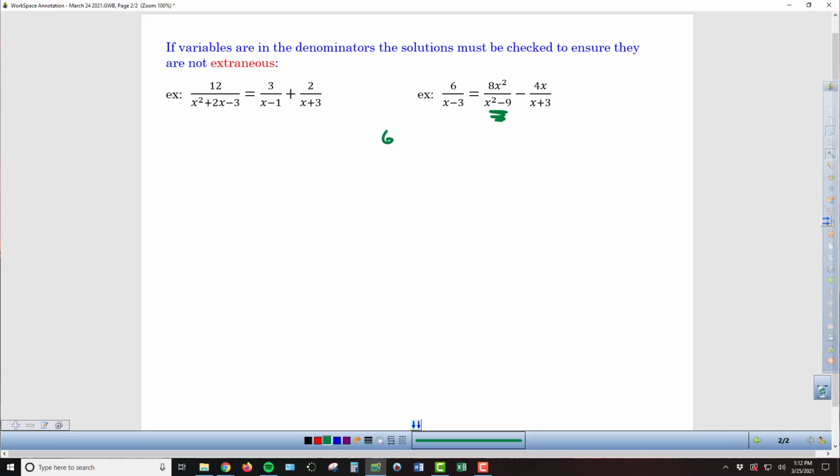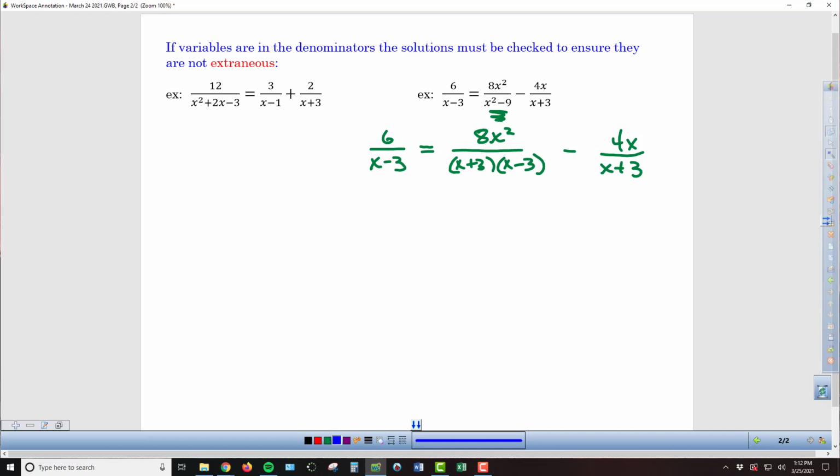And so we can leave that first fraction as is, 6 over x minus 3 equals 8x squared over, now hopefully we recognize that x squared minus 9 is a difference of squares, so I'm going to be able to factor that into x plus 3 times x minus 3. And then we have that second fraction on the right-hand side, 4x over x plus 3. So now as we look at all of our denominators, we can see that the two factors that are present in one or more of the denominators is x plus 3 and x minus 3.